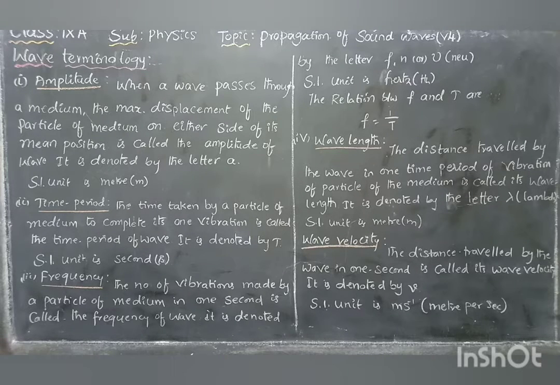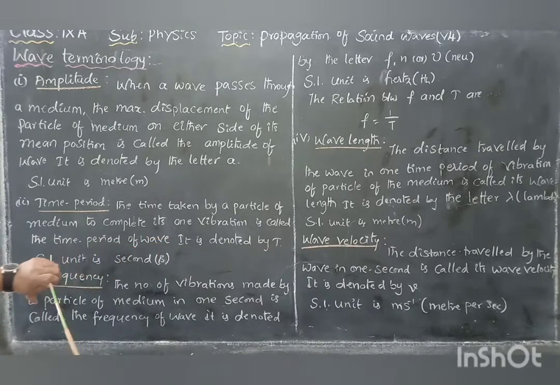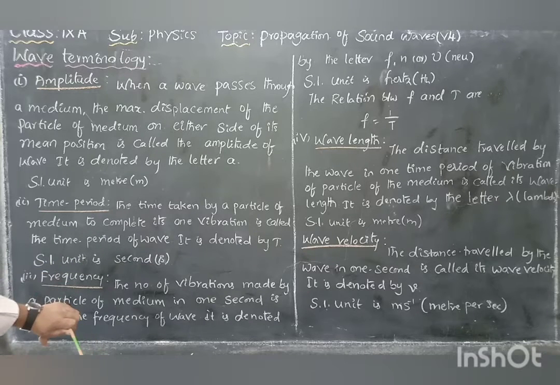Time period is nothing but this: the wave is traveling from one point to another in the form of particles. The particle completes one vibration. How much time does it take? That is called the time period of the corresponding wave. It is denoted by the capital letter T, and its SI unit is seconds.